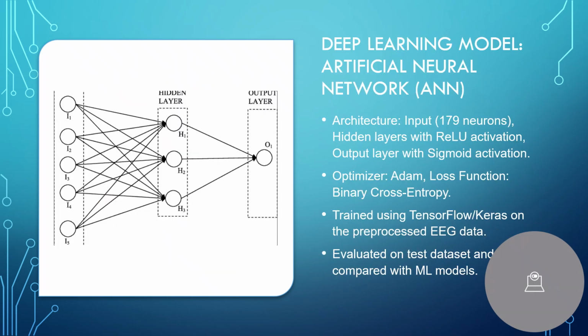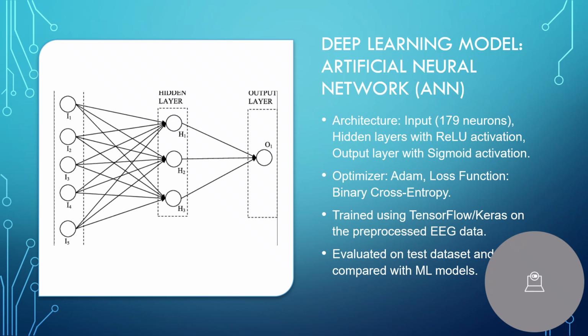And also, we used a deep learning model to push beyond our classical machine learning models. We developed a deep learning model using an artificial neural network. This approach mimics how the human brain processes information through layers of interconnected neurons that learn patterns automatically. Our ANN model began with an input layer of 179 neurons corresponding to each EEG signal. Then we added multiple hidden layers that use the ReLU activation function. This helps the model learn complex nonlinear patterns that a simple model cannot capture.